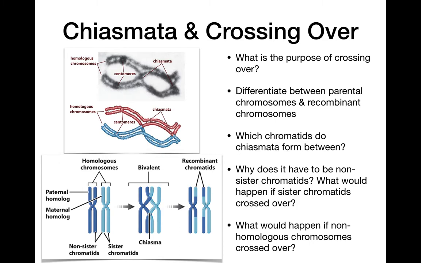Now, if non-homologous chromosomes crossed over, say this is chromosome 3 and this is chromosome 2, they have different genes on them. If that crossing over happened, that could be a disaster. It could create a translocation mutation where chunks of DNA are missing from chromosomes or extra chunks are at the wrong spot. It's a very, very bad thing. So it's really important that crossing over is controlled and done in the right way.